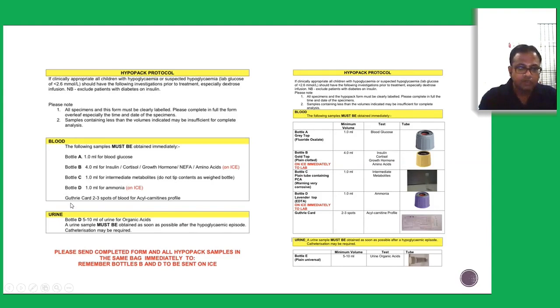And then another two or three spots on a Guthrie card for acyl carnitine profile, and also a urine sample for organic acid. So all of these are sent on presentation itself. So most of the time you will get a diagnosis once you get the results. So by the way, when you are working in the UK, you have to do all these bloods. Nurses are not going to take bloods for you, so you have to do these bloods.